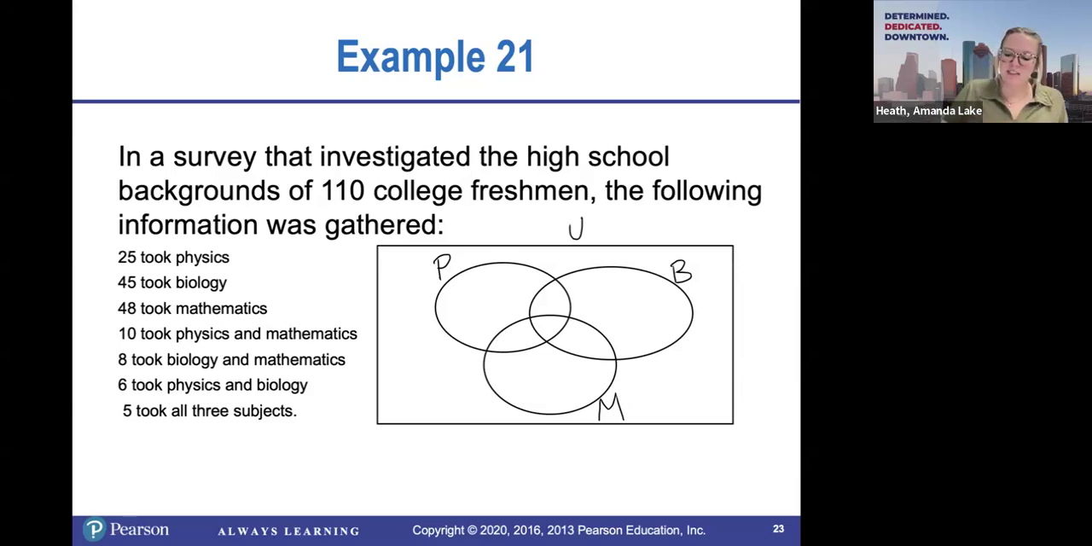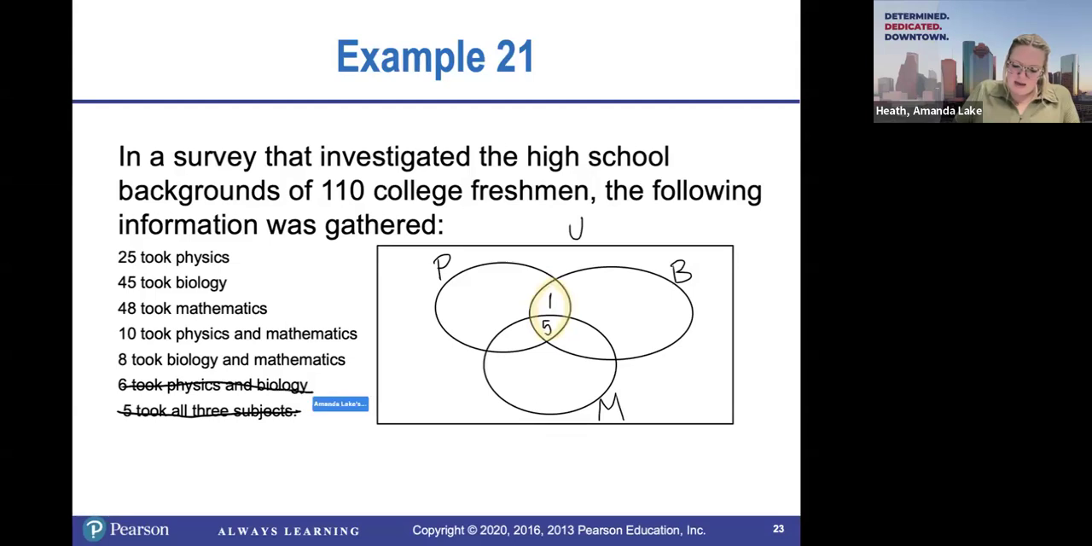And just like I did in the previous example, the easiest way to do this is to start from the central parts of your Venn diagram, the most overlap, the intersection of all three, and work our way out. So I know that 5 took all three subjects, so I've used that bit of information. 6 took physics and biology, so that tells me that this part here is going to have 6 in it. However, I already have 5 in there who took physics, biology, and math. So there's only going to be 1 that took physics and biology, but not math.